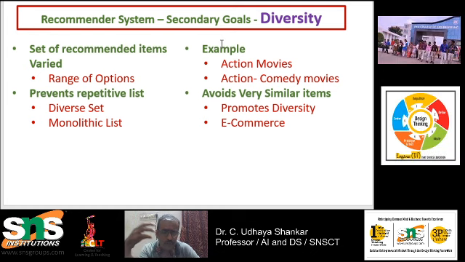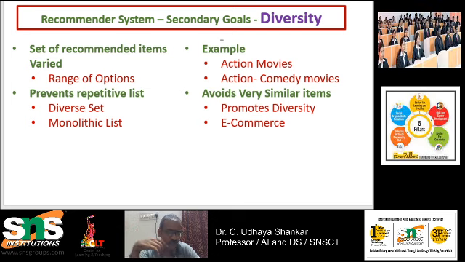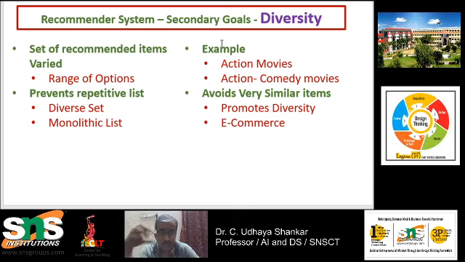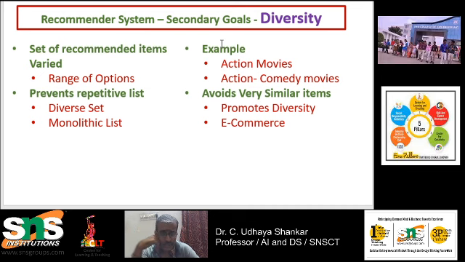Why do we want to do that? Because a diverse set of recommendations presents a range of options to the user. It gives a very wide range of options, and because of this the repetitive or monolithic list will be prevented. Only if the recommender system gives a diverse range of options will the repetitive list be prevented.